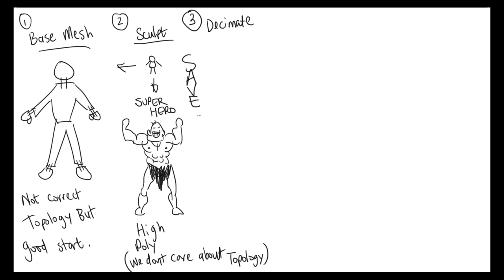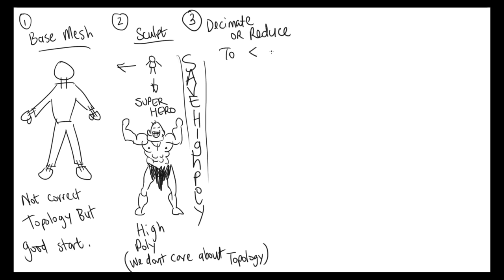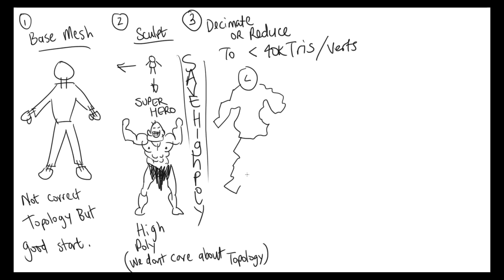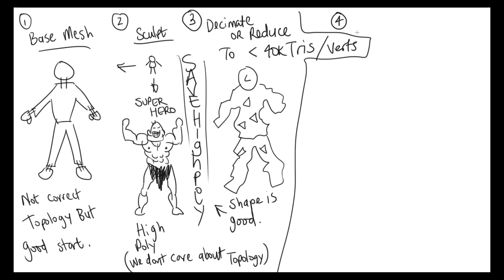Then, three. Is it called reduce or decimate? So decimate. Save high poly, right? That's what you want. Decimate or reduce to less than 40k tris or points, or verts, right? So he's going to be the same detail, but crunched down a bit. He's decimated. He's full of little triangles, but his shape is good. Just like this guy, right?